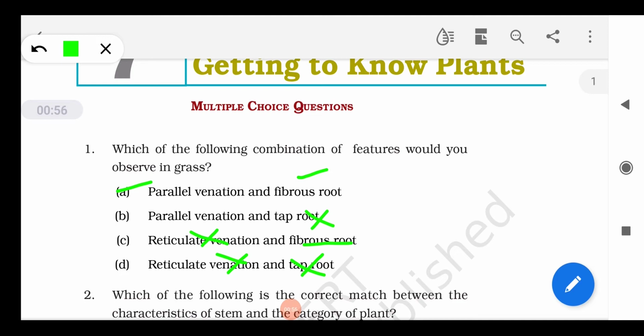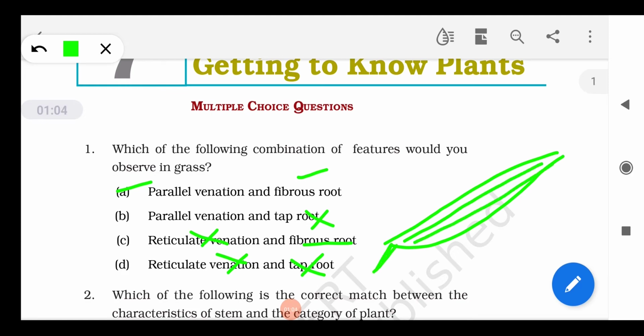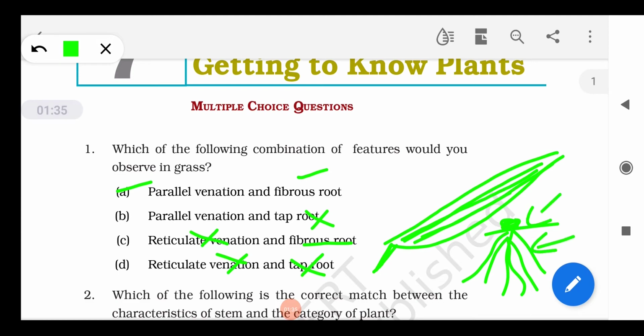Now you should know what is parallel venation. You see, like this is the leaf of grass, and in parallel venation veins run parallel to each other. So these are veins. It runs parallel to one another in a leaf. And fibrous root is fiber like. So in fibrous roots, thin fiber like roots arise in group from the base of stem. So this is the base and these are the fiber like roots.